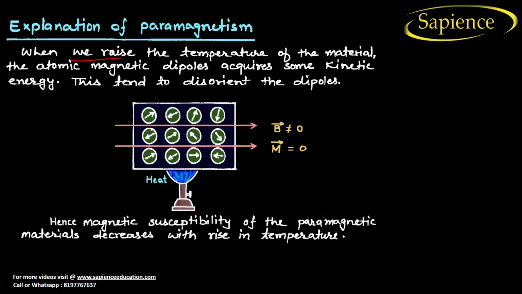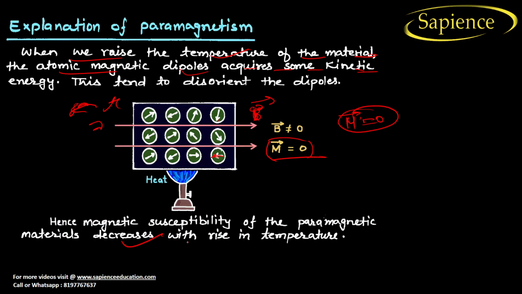Now let us understand, when we raise the temperature of the material, the atomic magnetic dipoles acquire some kinetic energy. So what will happen? They will try to move in any direction. So again, in spite of the applied external field, due to its kinetic energy, it will change its orientation and they will try to again bring the net magnetic moment to zero. Hence, magnetic susceptibility of a paramagnetic material decreases with the rise in temperature. So as you increase the temperature, magnetic susceptibility will decrease. It will weaken the magnetic property.